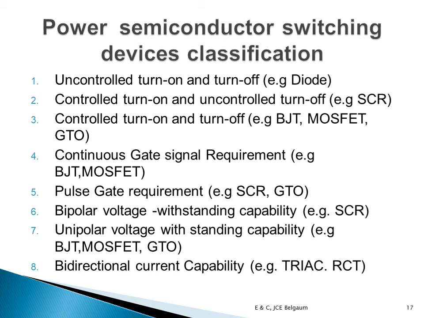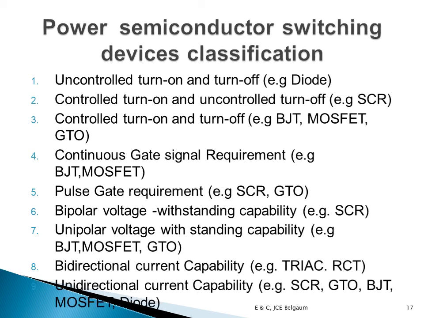Next is bidirectional current capability. These are the two devices, TRIAC and RCT. TRIAC, I told you, is something like two SCRs which are anti-parallel, and RCT is the reverse conducting thyristor, where the thyristor has a reverse diode connected across it, because of which it becomes bidirectional. The thyristor will carry one polarity of the current, and the anti-parallel diode will carry the reverse current through it. So in that sense, they are able to carry both polarities of the current.